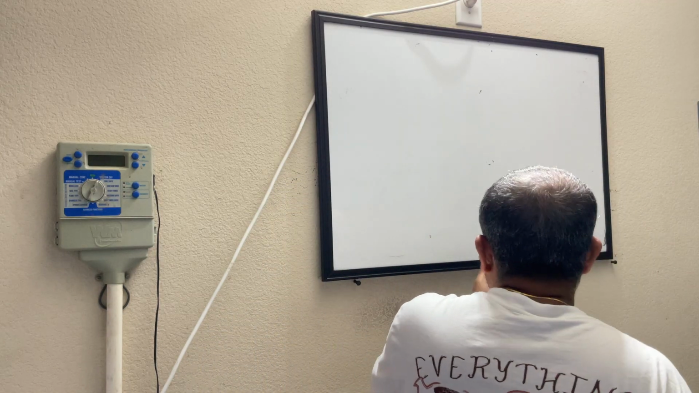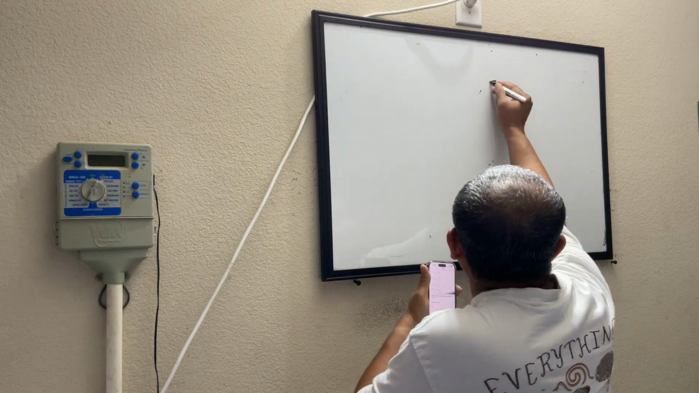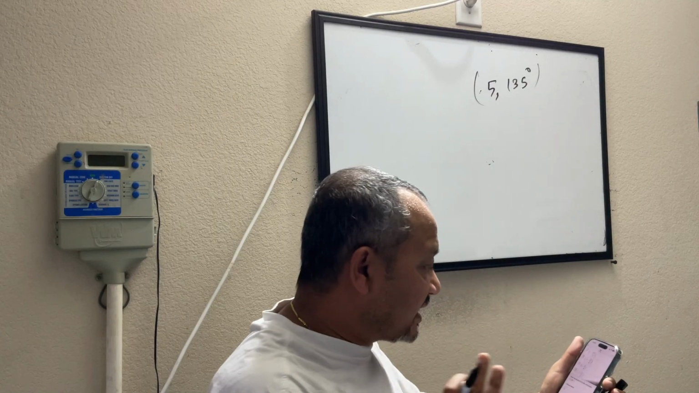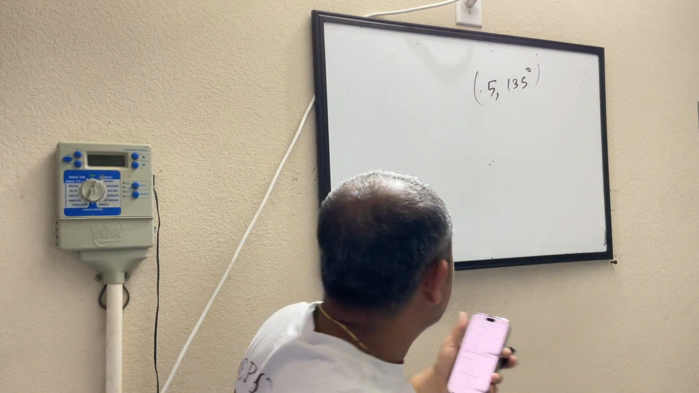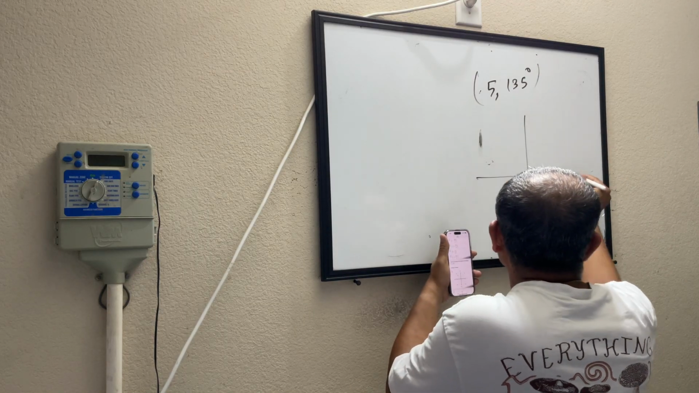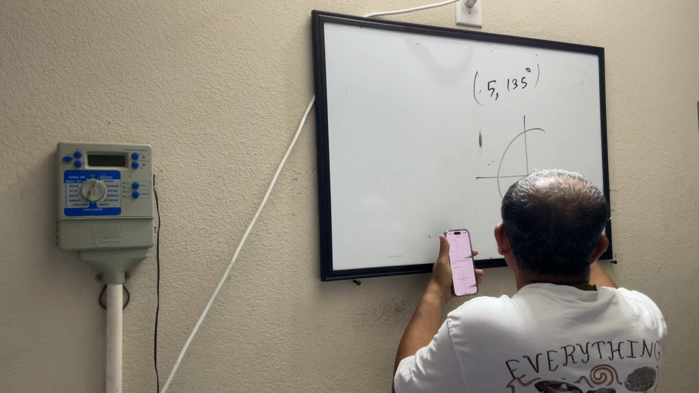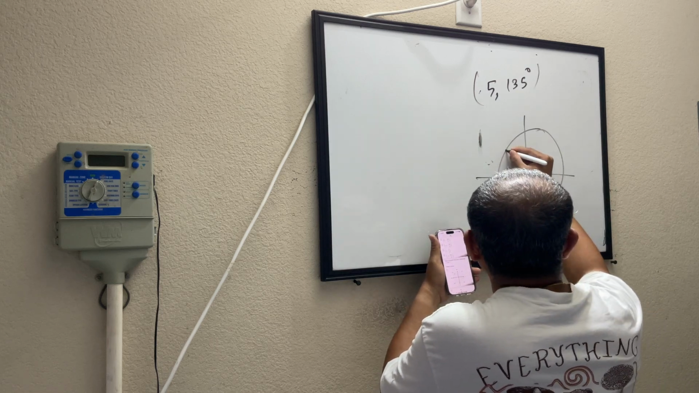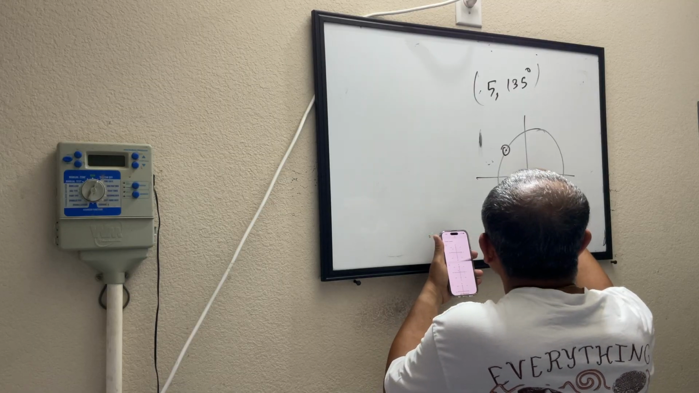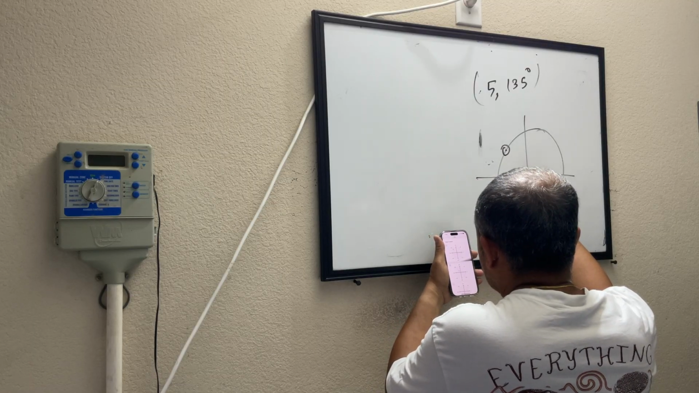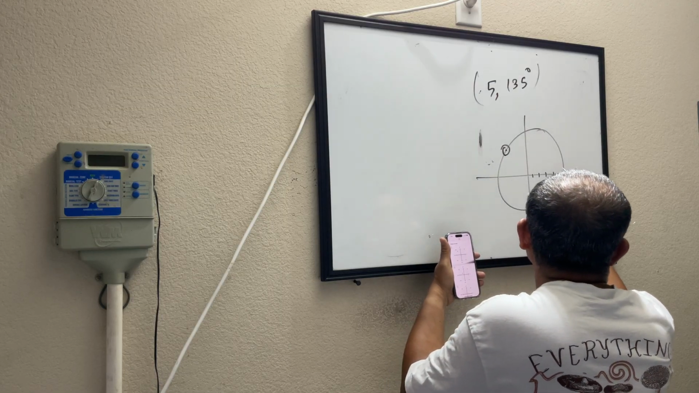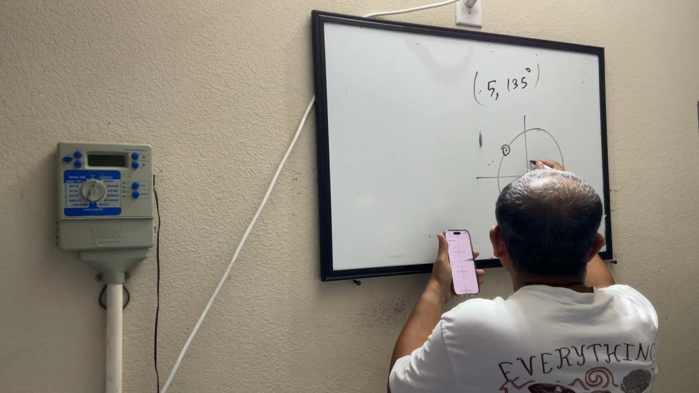This question says, select the graph of the polar coordinate 5, 135 degree. And you have options. Let me not give you the options. This is the polar coordinate. First point is here. Second point is one, 2, 3, 4, 5. Second point is here.